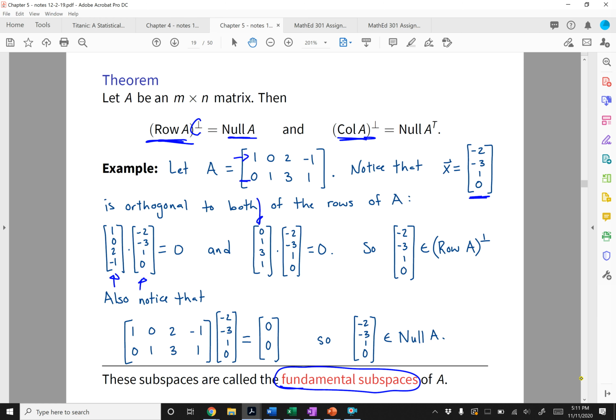So that means that this vector x is an element of the orthogonal complement of the row space of A, because it's perpendicular to the row space, to these two basis vectors. It's perpendicular to all of the vectors in the span. And in this case, we only have 2.